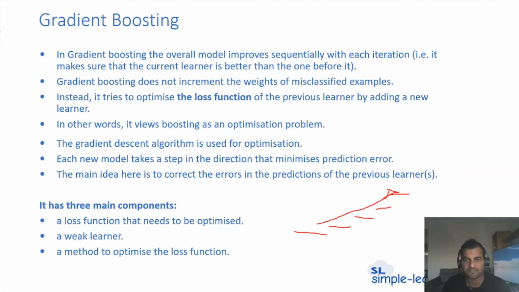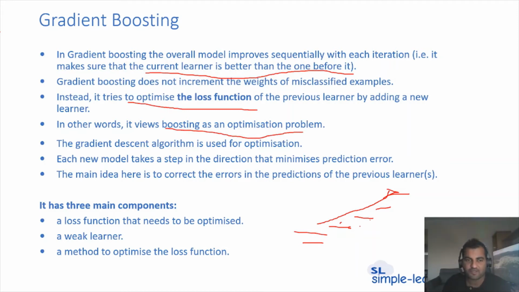So that is what we are saying: the current learner is better than the one before. This one is better than this, and this one is better than this. This is a series of iterations which will be followed. Here, what it exactly tries to do is optimize the loss function. So it means boosting is basically like optimizing the problem.